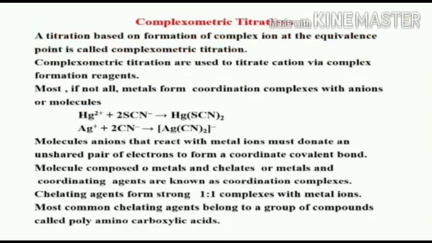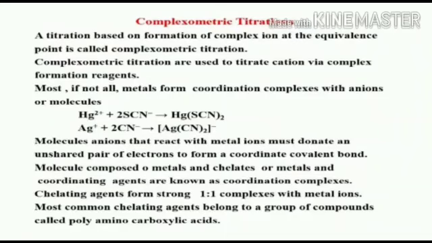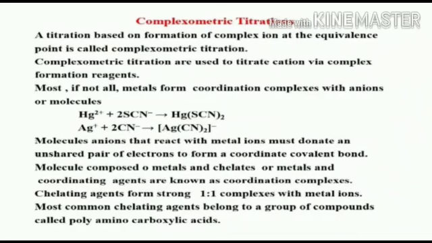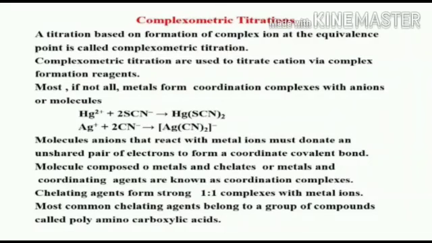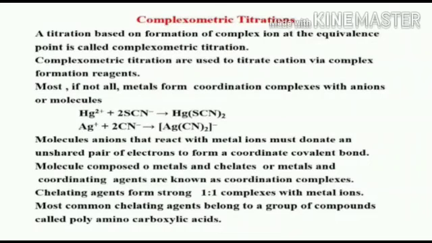Complexometric titration. In complexometric titration, the endpoint is indicated by a colored complex. It is also known as chelatometry. Complexometric titrations are used for the determination of concentration of metal ions in solution. Complexometric indicators undergo a definite color change in the presence of a specific metal ion. These indicators are also known as pM indicators or metallochromic indicators.